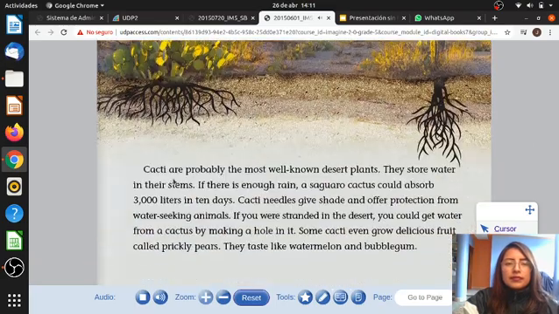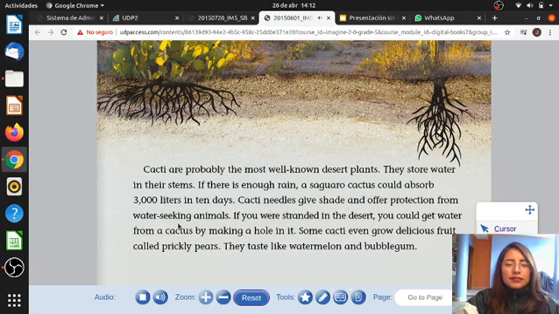Cacti are probably the most well-known desert plants. They store water in their stems. If there is enough rain, a saguaro cactus could absorb 3,000 liters in 10 days. Cacti needles give shade and offer protection from water-seeking animals.